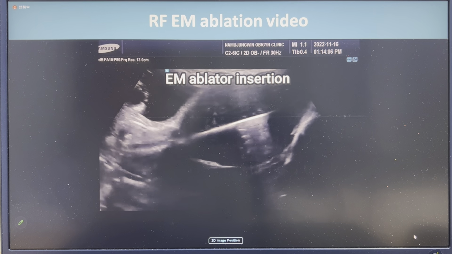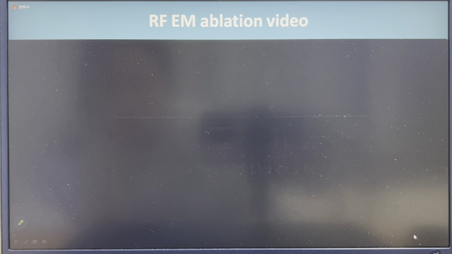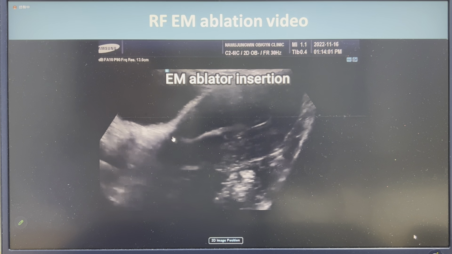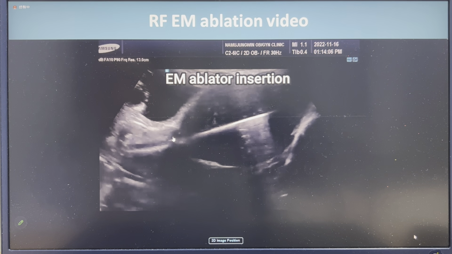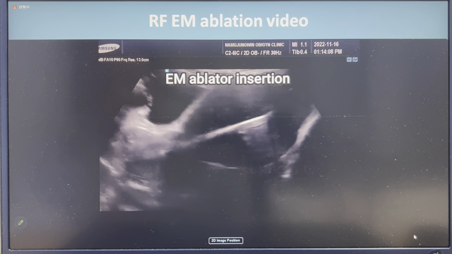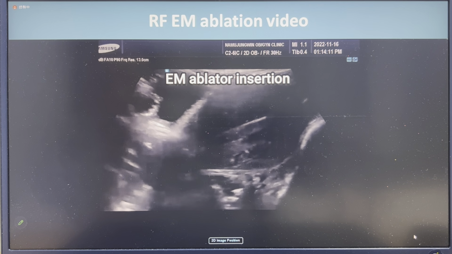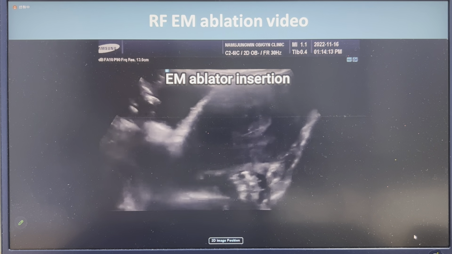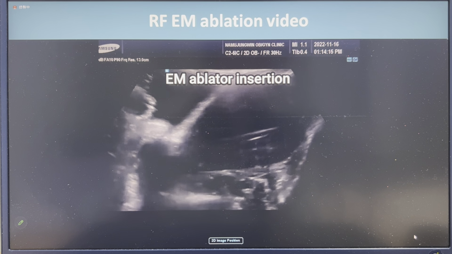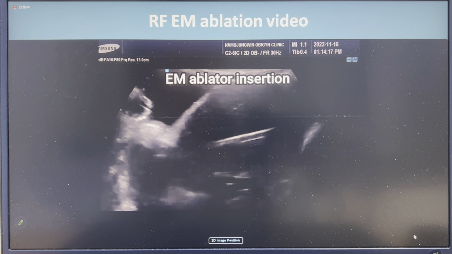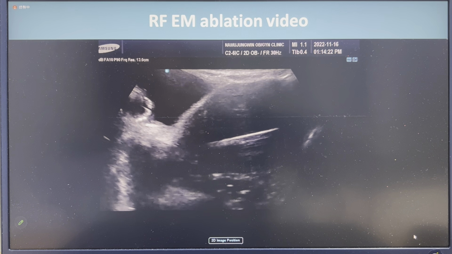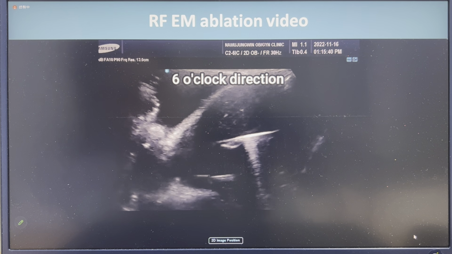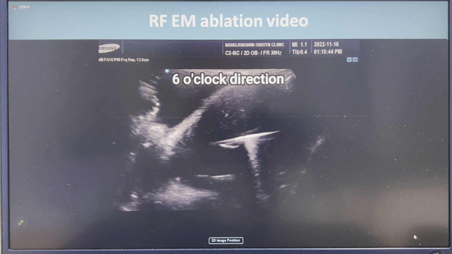First, make sure that the EM ablator is inserted in the correct location. After insertion, ablation is done on the 6, 9, 3, and 12 o'clock directions for 2 minutes each. When you first start the ablation, you won't notice any change in the ultrasound, but you will see echo change over time.